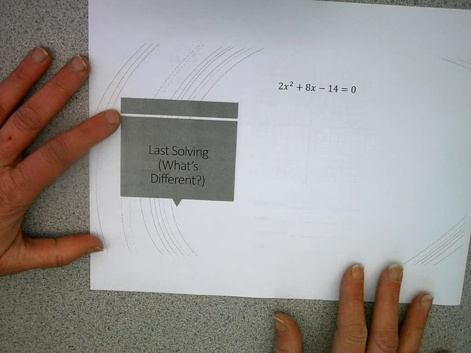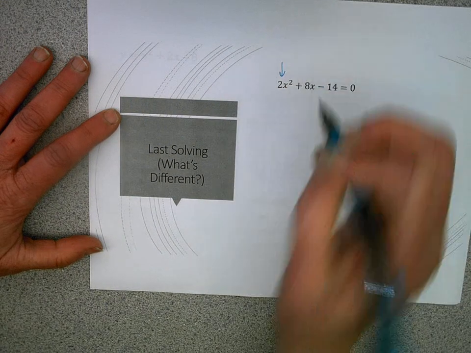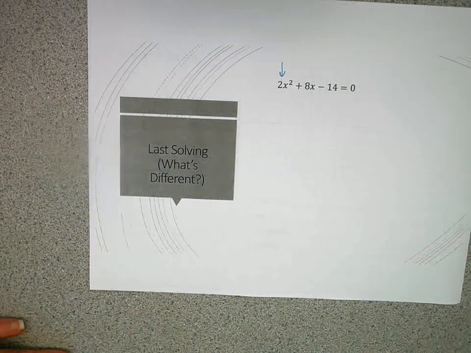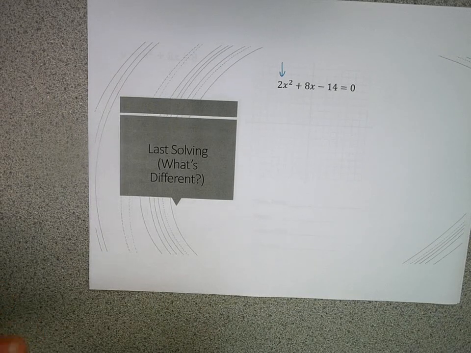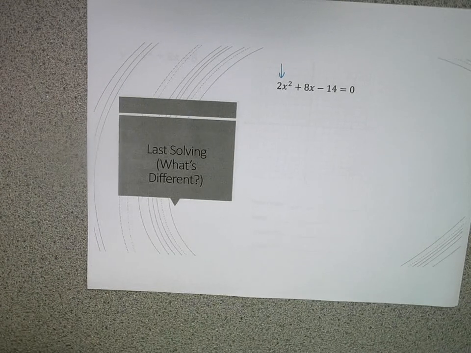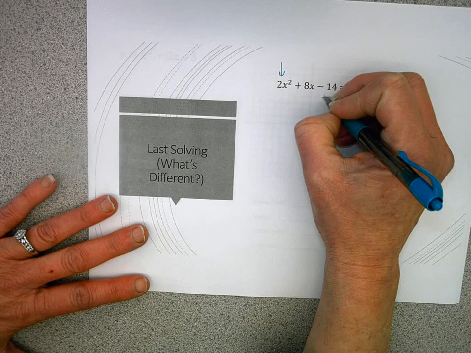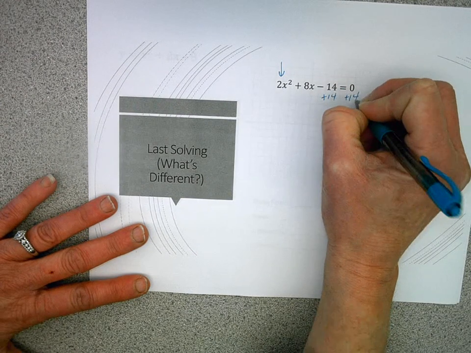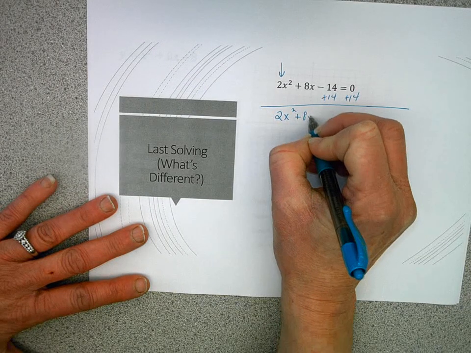Okay, so what's different on this one is there's a 2 in here, and everything else had your A value as 1. Now, I know all three of them have a GCF. Don't do it. Do step 1 like you normally do. So add the 14 to both sides. So you get 2x squared plus 8x equals 14.